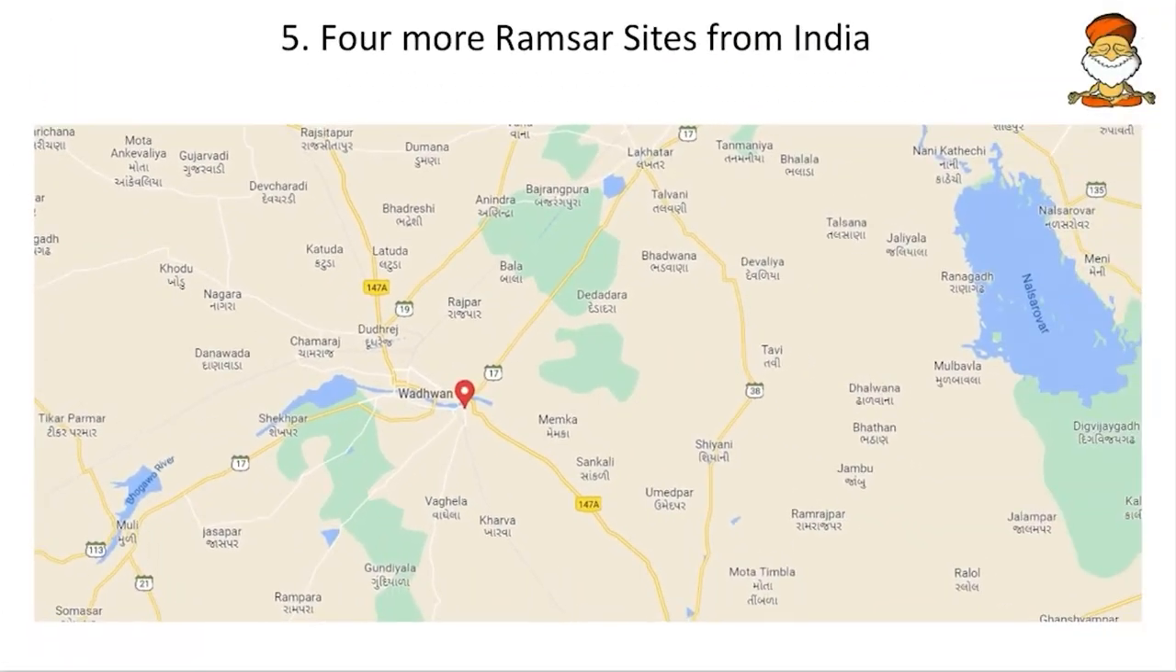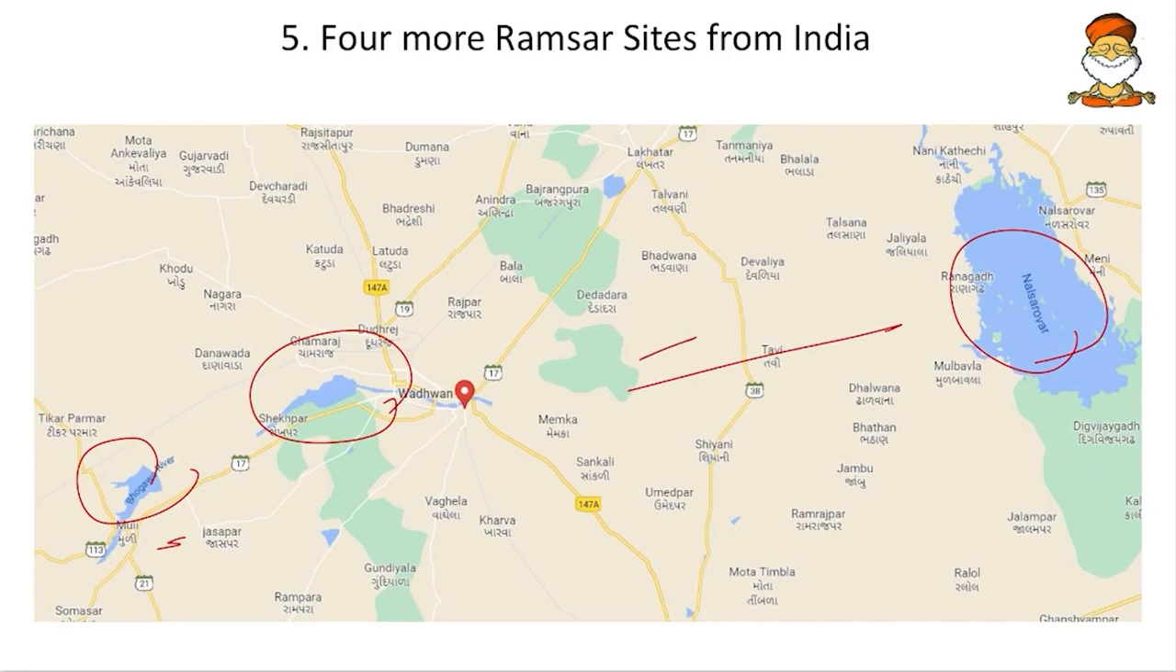And then we have the Wadhwan Lake. Wadhwan Lake is present very near to the Bogavo River. And then it is very near to Nal Sarovar Lake also. So Nal Sarovar is another wetland. So we remember these two things in these.